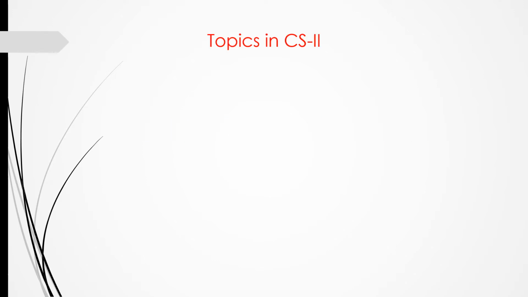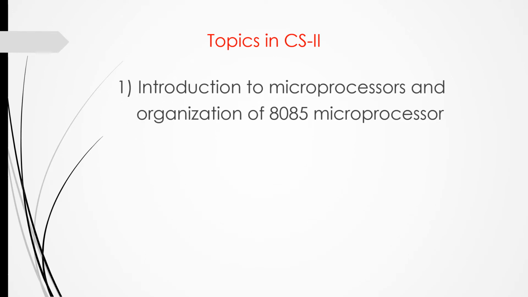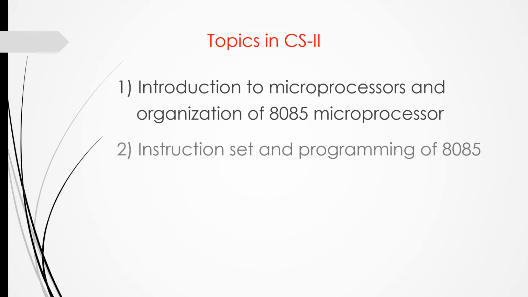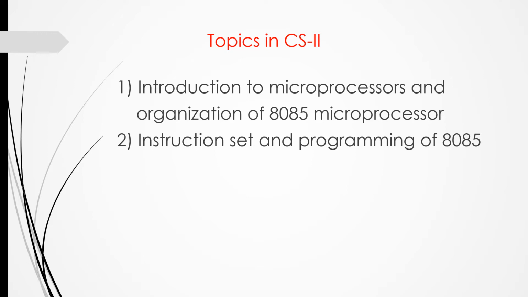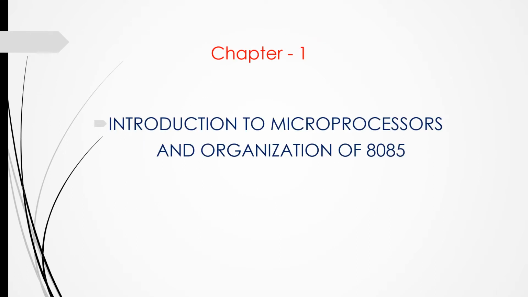In Computer Science 2 you will learn these topics. Introduction to microprocessors and organization of 8085 microprocessor. Instruction set and programming of 8085. Introduction to x86 family. Introduction to microcontroller and networking technology. Now we will see chapter number 1, Introduction to microprocessors and organization of 8085.